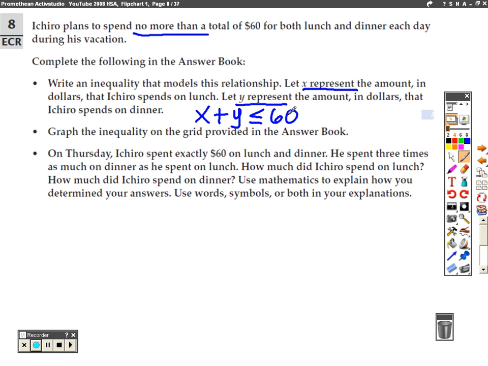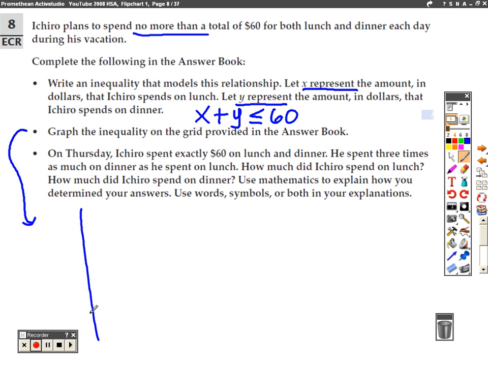Now, just a reminder, there are no ECRs or BCRs on the HSA anymore. However, this problem could be put in the form of a multiple choice question where you would have to select the correct inequality. So it's still important to look at these problems even though you would not have to do ECRs or BCRs. The second part of the problem asks us to graph the inequality on the grid provided in the answer book. And again, you would not have to graph this, but they might have answer choices that ask you to select the correct graph.